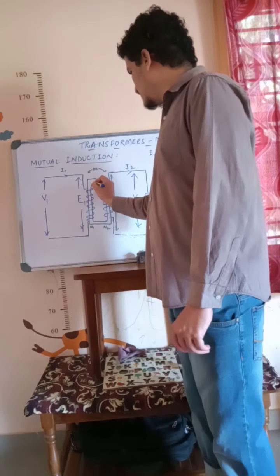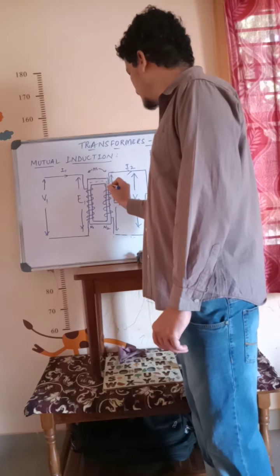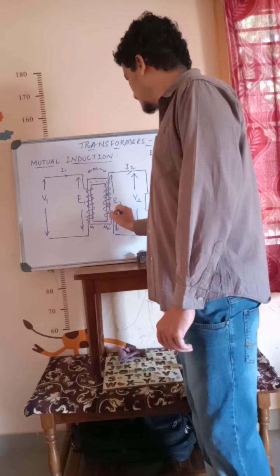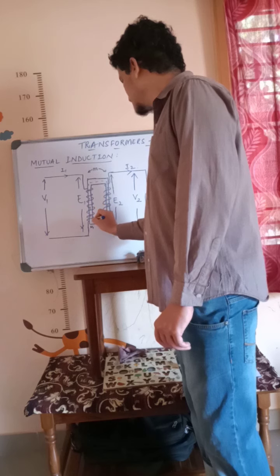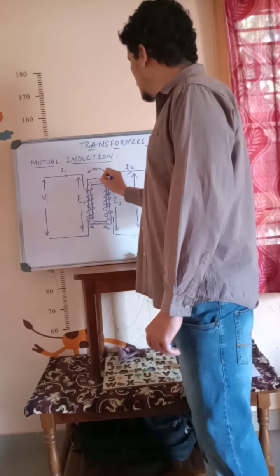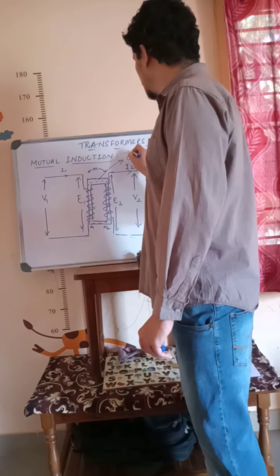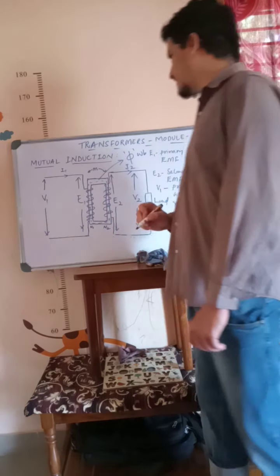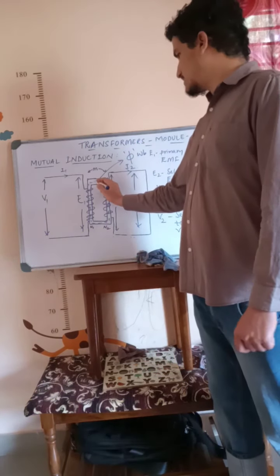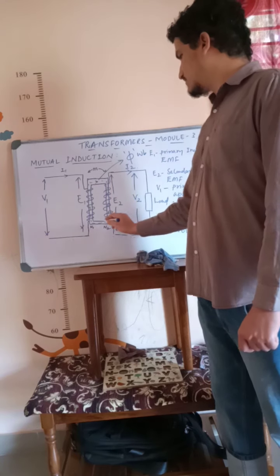Let me say a flux phi is taking its path. Flux phi, what is the unit? Phi in Webers. So this is the direction of the flux. Like this it will go.